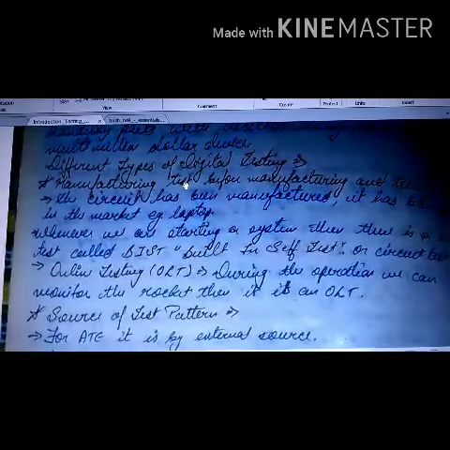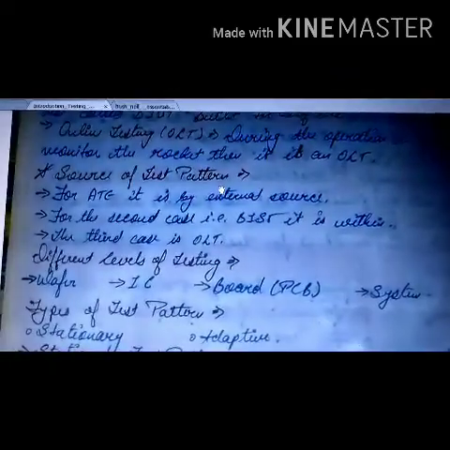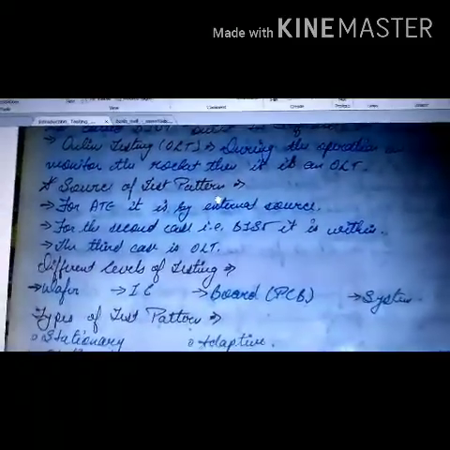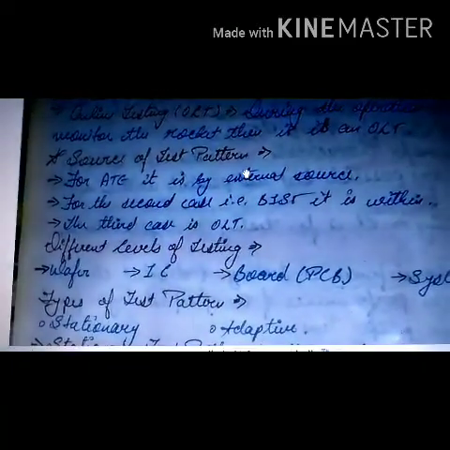Now the next topic is the source of test patterns. Okay, so we are going to test a device, we need test patterns.